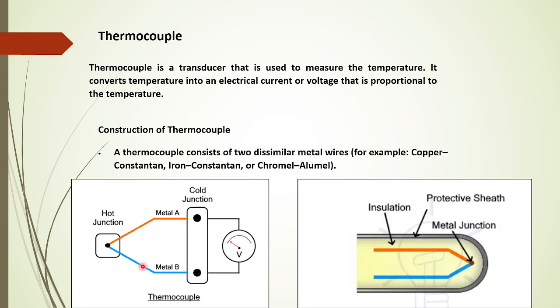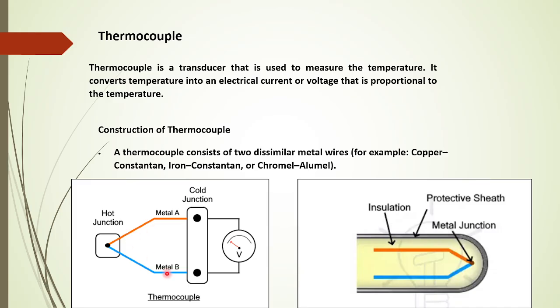The two dissimilar metals are joined in a hot junction, and it is directly connected with the measuring system. That whole system is kept together inside a protective sheath, which protects the system from the outer environmental conditions, physical stress and outside stress. So that is protected by using the protective sheath.